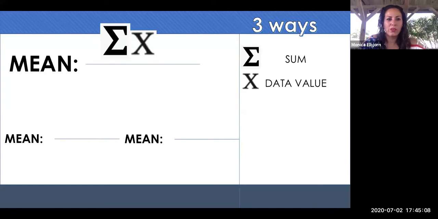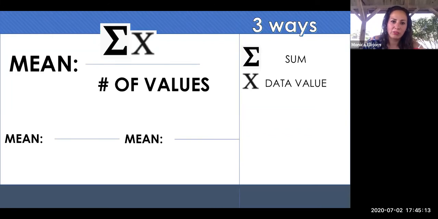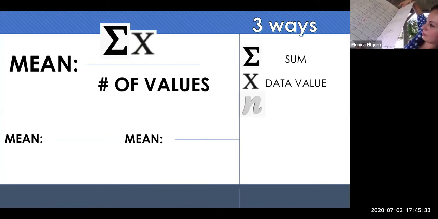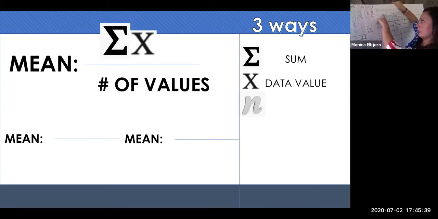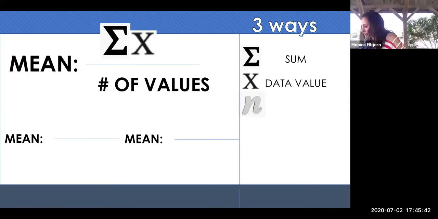So the mean, we said, was the sum of all the data values divided by the number of values. And do you remember what our little letter N was? We talked about it over here. N over here was 33. We added all of our data values. Or for our class, we got 69 students. So our N was 69.